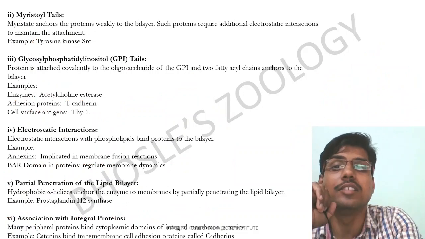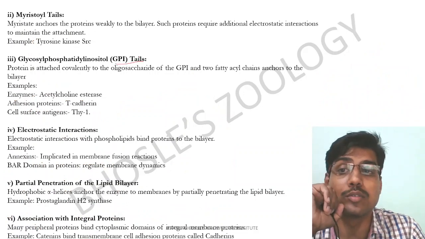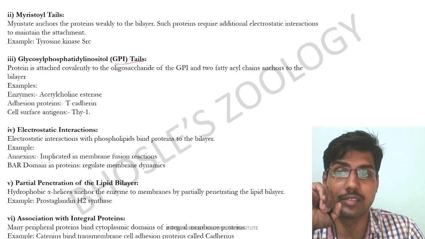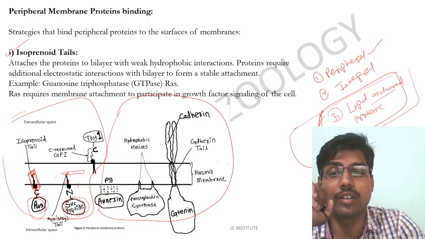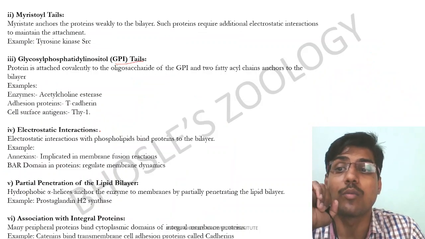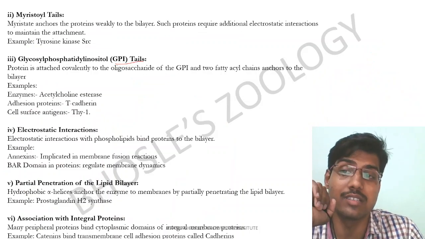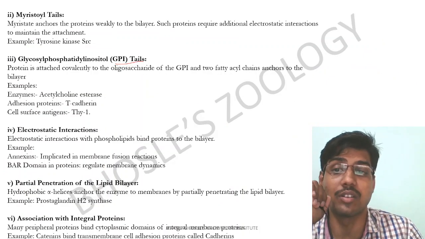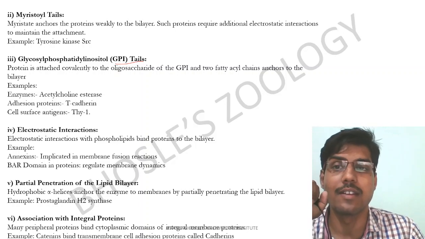Next is the GPI tails, or the glycosyl phosphatidylinositol tails. What are the examples? Acetylcholinesterase, or the cell surface antigen, or the cadherin, T-cadherin also. So these are what?